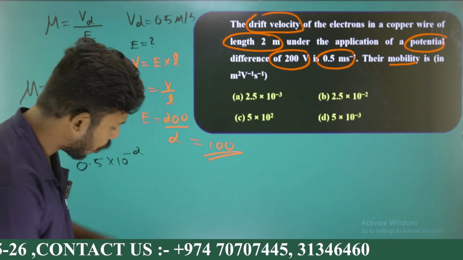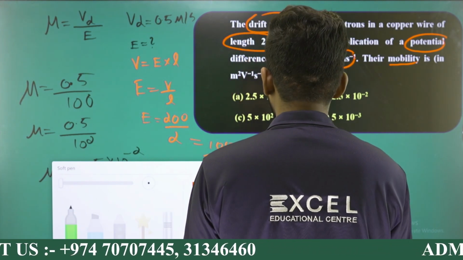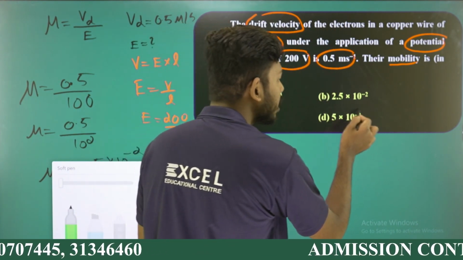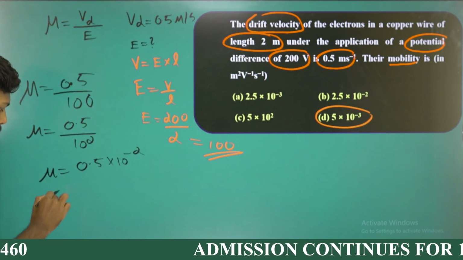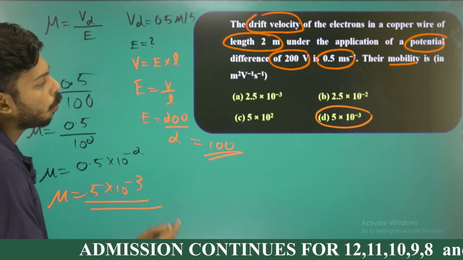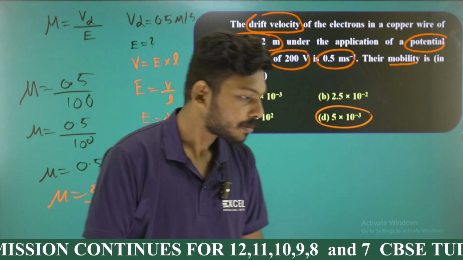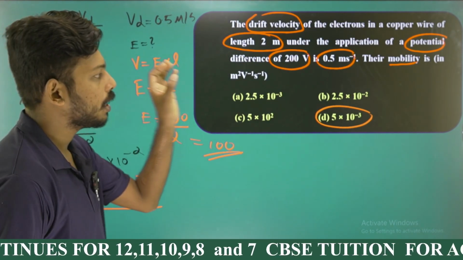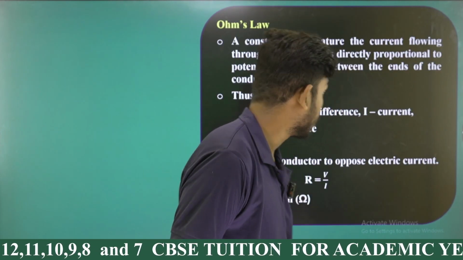Okay, so go to the options. Is there any term like 0.5 into 10 raised to minus 2? Actually, there is no such term. But there is a term 5 into 10 raised to minus 3. If I change this decimal place, I will end up with 5 into 10 raised to minus 3. So the option is D. D is the correct option. So you have to convert your correct answer into the options. That's also an important part. Okay, clear? So we have to go to the next question.